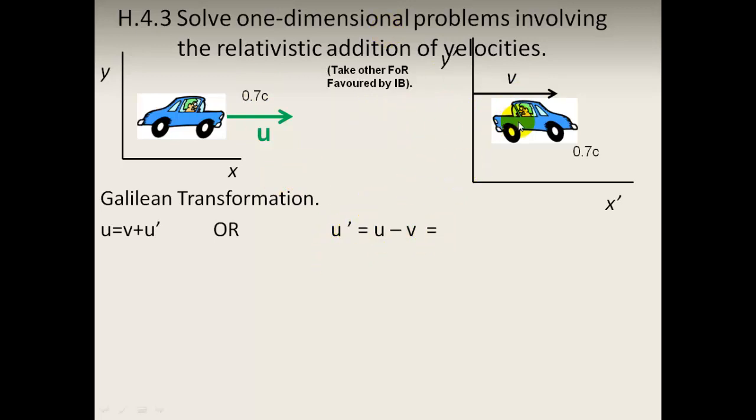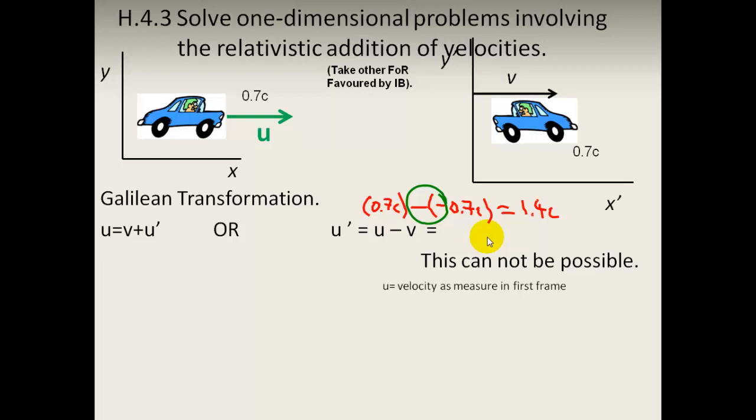So, in other words, this car's measurement of our car is going to be u prime is equal to u, which is our measurement of the speed of the car in our frame of reference, minus the speed of the second frame of reference. So it's going to be 0.7 to the right, negative 0.7 because the frame of reference is actually going to the left here, and it gives you a value of 1.4c. Okay, so there is agreement there, but 1.4c is not possible.